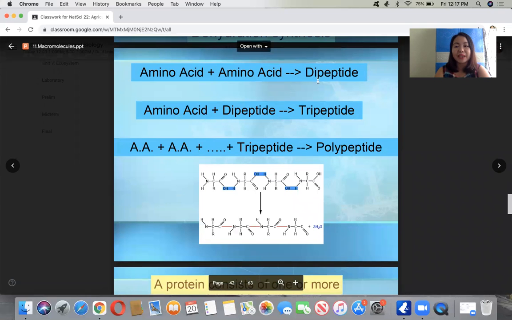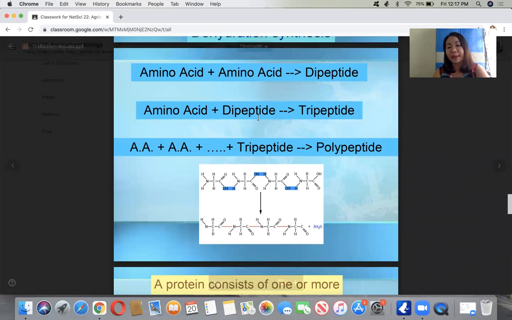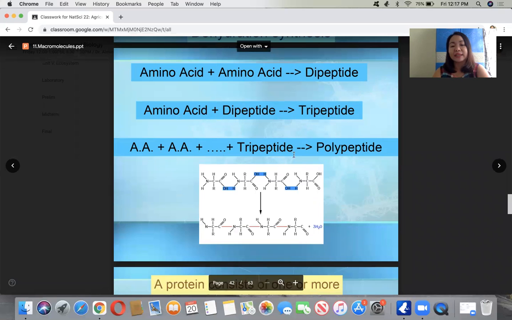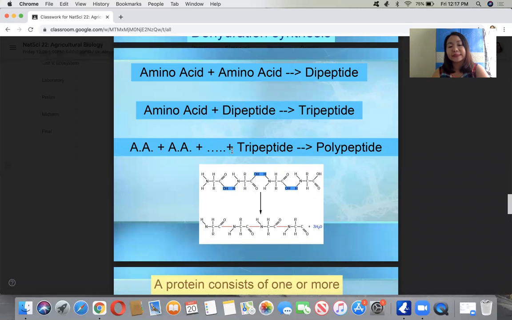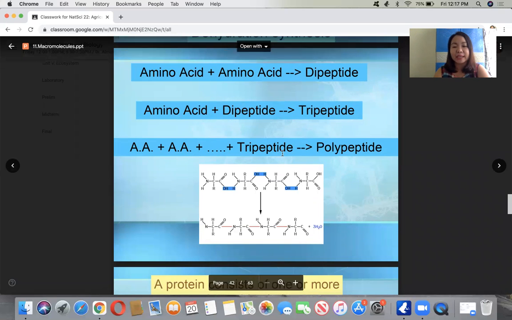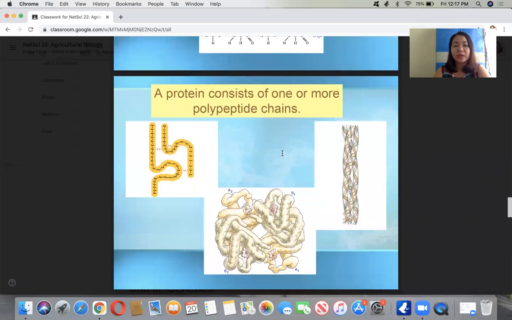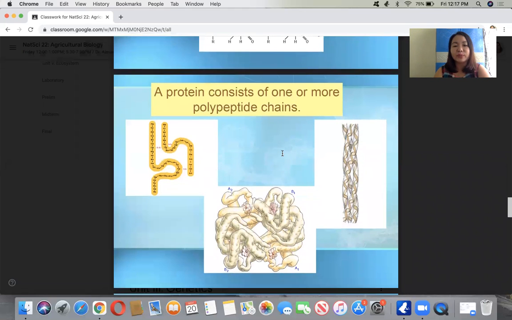So a dipeptide is 2 amino acids, while a tripeptide is 1 amino acid and 1 dipeptide, while a polypeptide contains many amino acids and tripeptides. So a protein consists of 1 or more polypeptide chains, and looks like this.